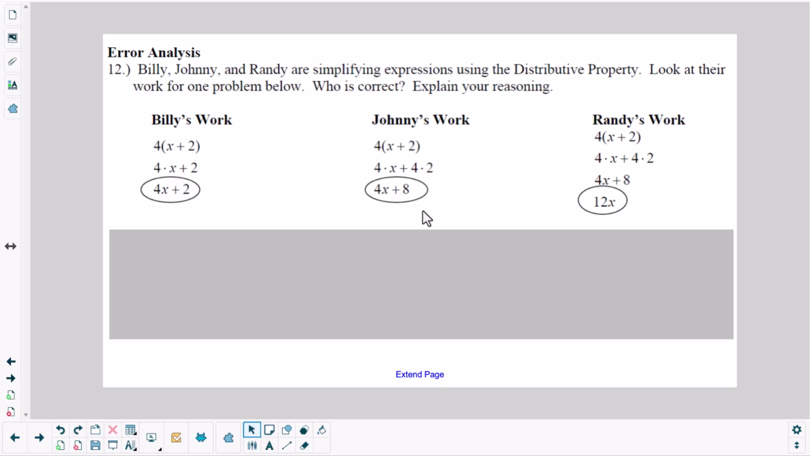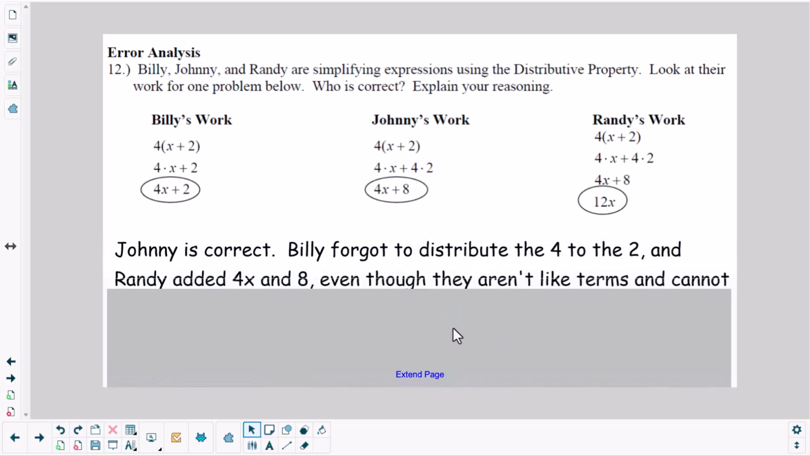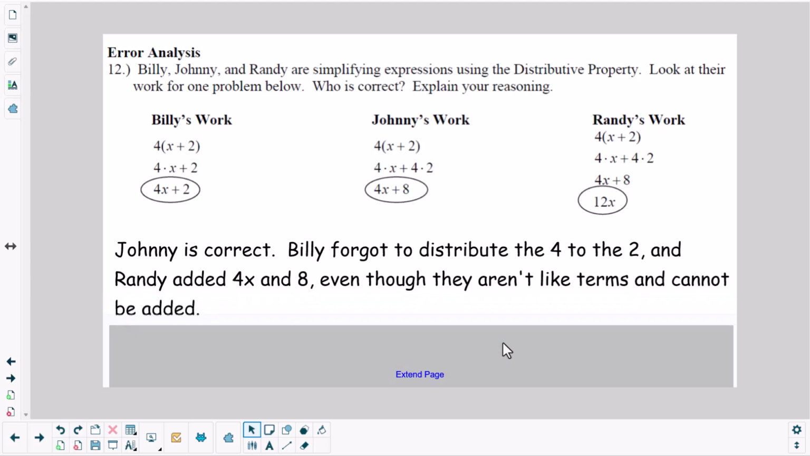That's Johnny. The mistake that I noticed that Billy made is that Billy forgot to distribute the 4 to the 2. When I look at Randy's work, he remembered to distribute the 4 to both the x and to the 2, and he got 4x plus 8. But he went a little too far, and he combined 4x and 8 together, even though they aren't like terms. We're not allowed to do that. That's going a little bit too far with the problem, and it's not going to give us the correct solution.